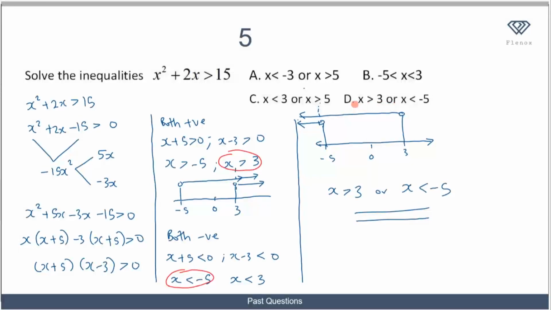And what option corresponds to that? That will be option D. So the answer to this question is D. X greater than 3 or x is less than minus 5.